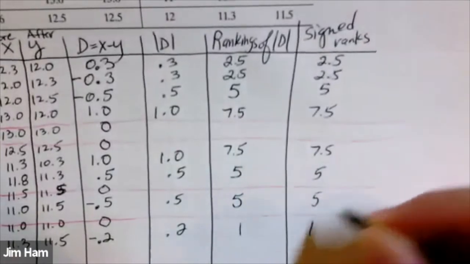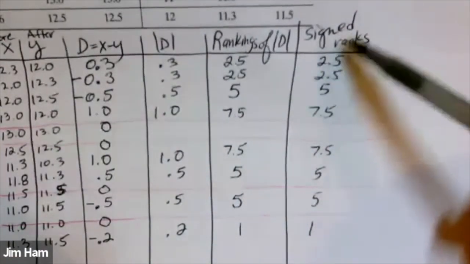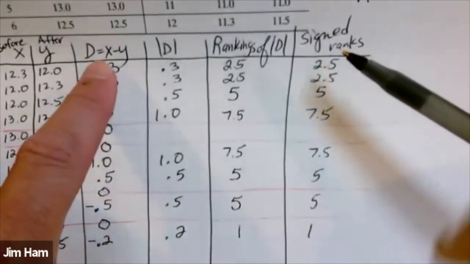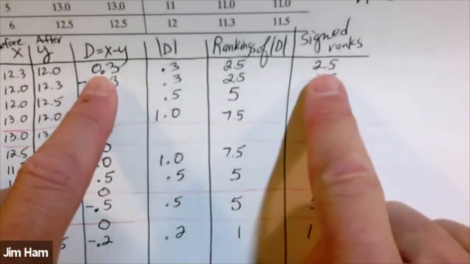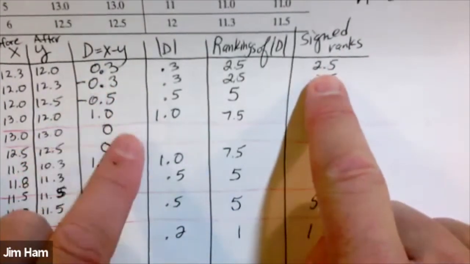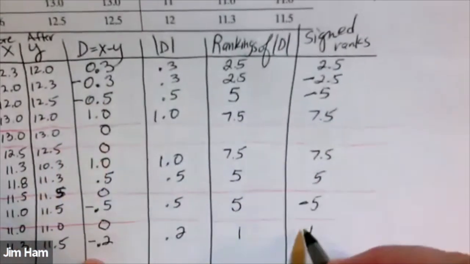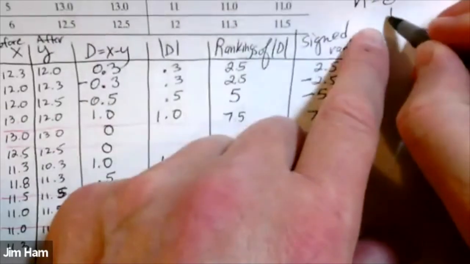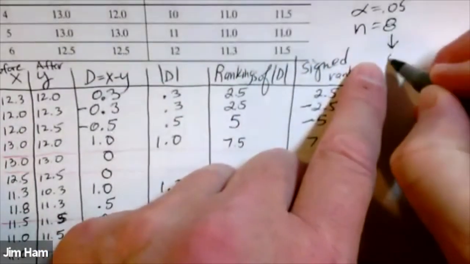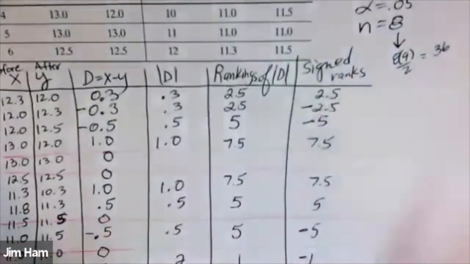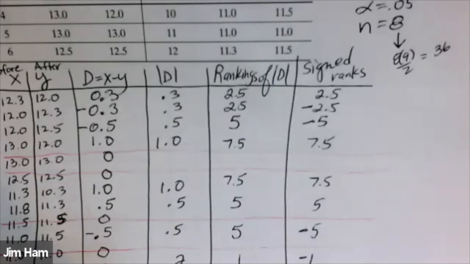The difference between the previous column and this column is that this one is going to attach a negative sign to some of those data values. If the difference is negative, then the rank will become negative. So these two here are negative, and then these two down here are going to be negative as well. Just like in our previous example, if you take 8 times 9 and divide by 2, the rankings have to sum up to 36. So your T plus and your T minus in absolute value should add up to 36.